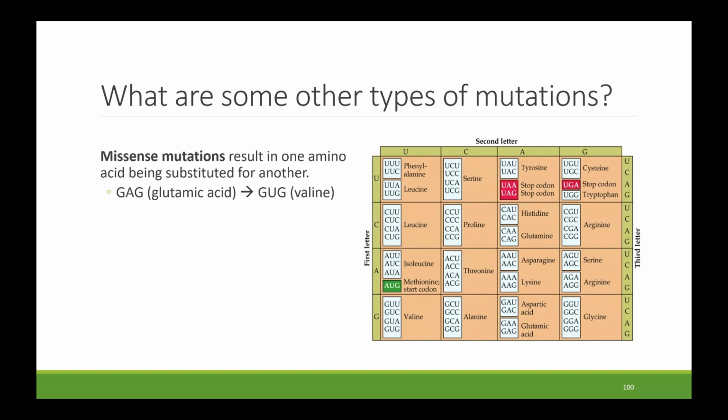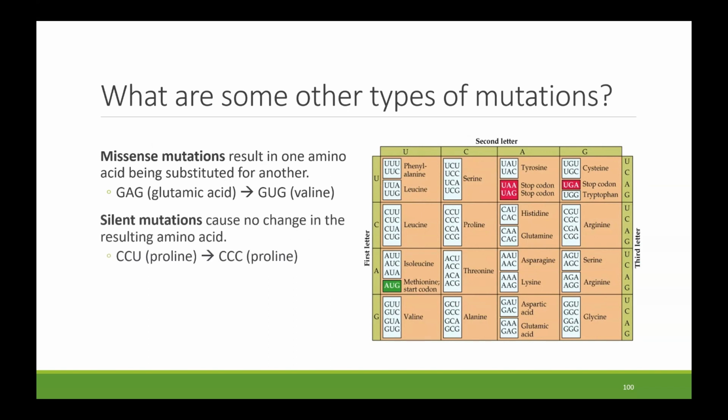For example, silent mutations cause no change in the resulting amino acid. And this is possible because there are multiple codons that give you the same amino acid. For instance, if the codon CCU changes to CCC, the original amino acid is proline, but the new amino acid is still proline. And you can confirm this by looking at the codon table. So there's a change in the DNA, but not in the resulting amino acid. That's why it's called a silent mutation. The mutation doesn't actually show up in the protein.